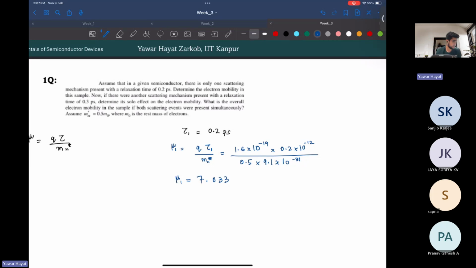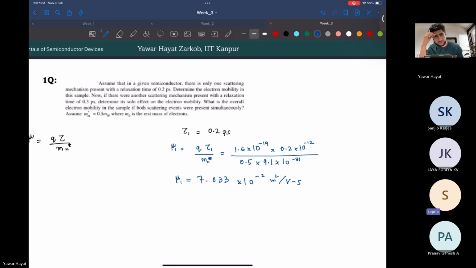Let me write what I got. It's 7.033 into 10 to the power minus 2 meter square per volt second. Is this what you were trying to convey? So I'm getting point not 7. I'm just not getting your first digit. What is that? 0.7 I'm able to get.